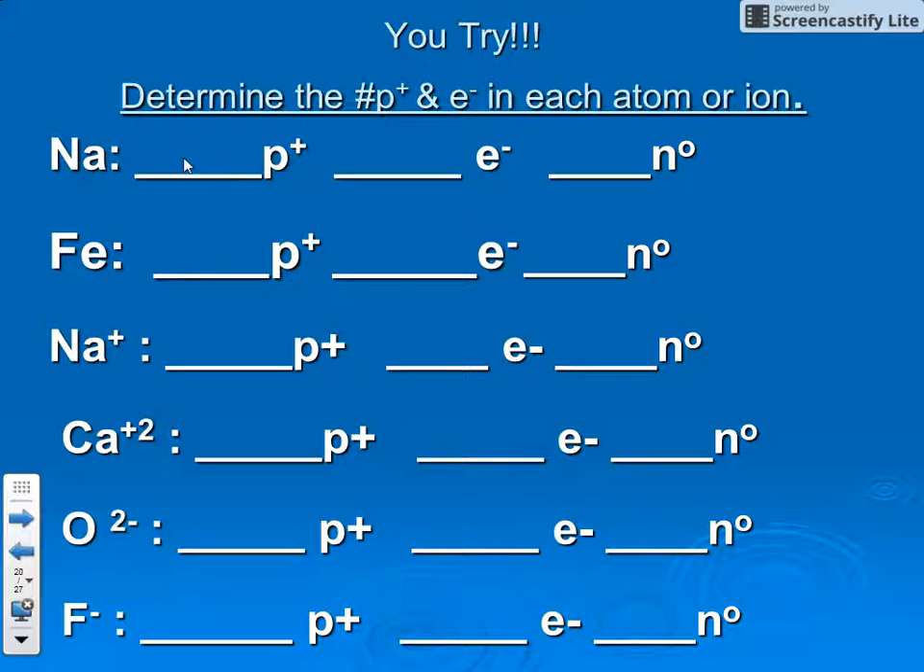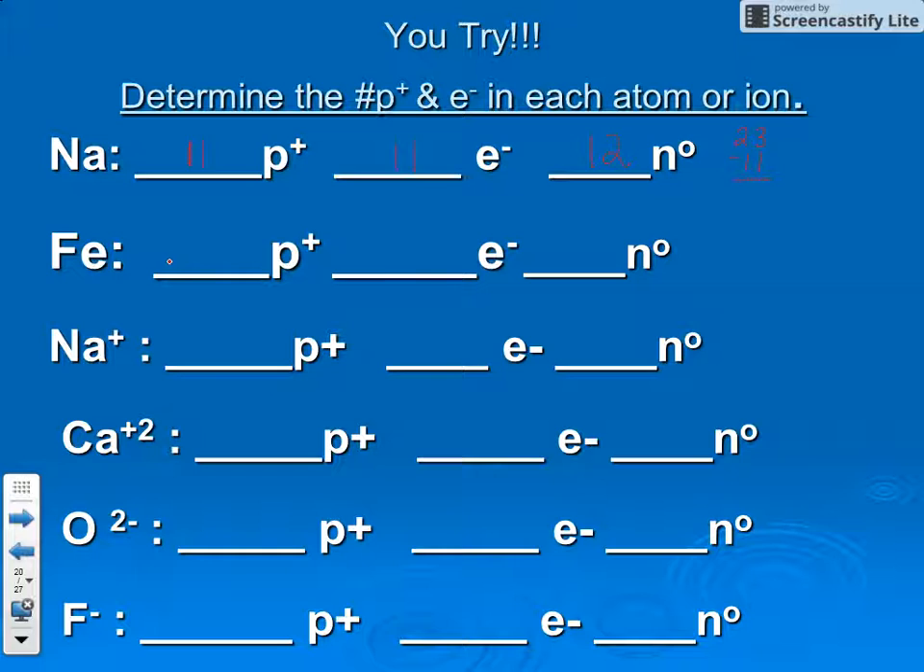If you look at the periodic table, find sodium. We see the atomic number is 11. That means that sodium has 11 protons. Since there's no charge here, you would also say it has 11 electrons, because in an atom, the protons equal the electrons. Now, to get your neutrons, you have to subtract your atomic number from your mass number. Sodium's mass number is 23. Subtract 11, the atomic number, from it. So you should get 12 neutrons in sodium.